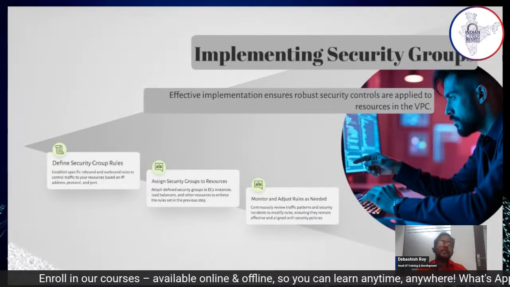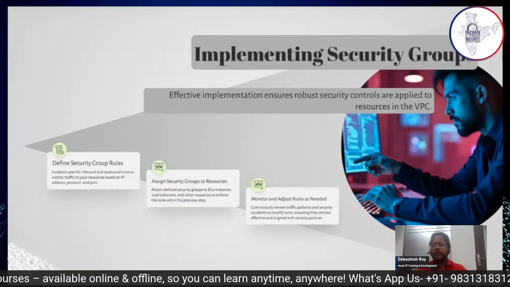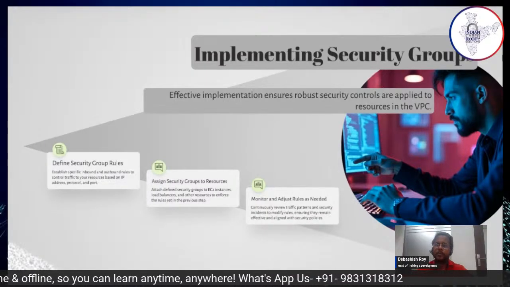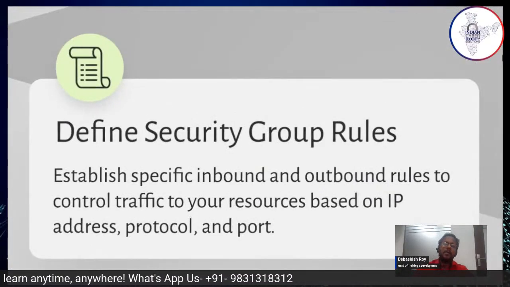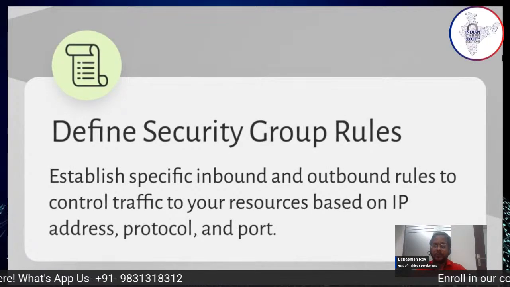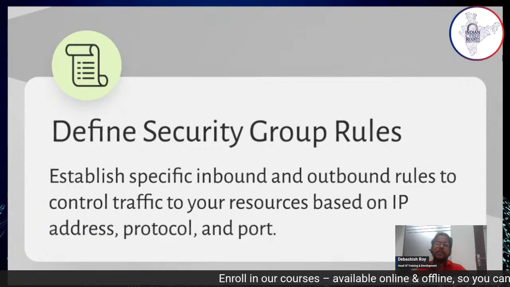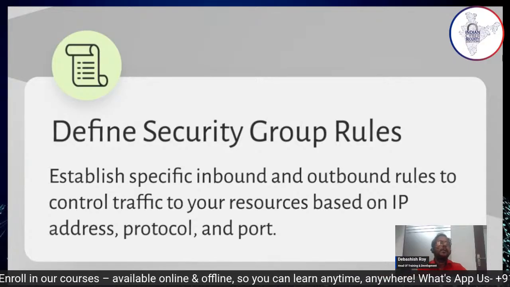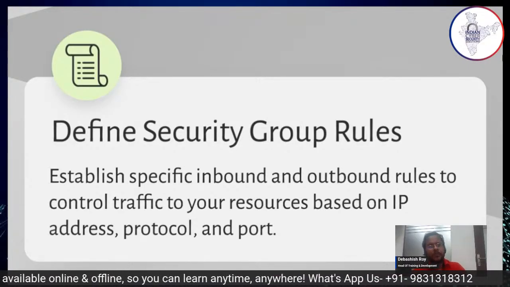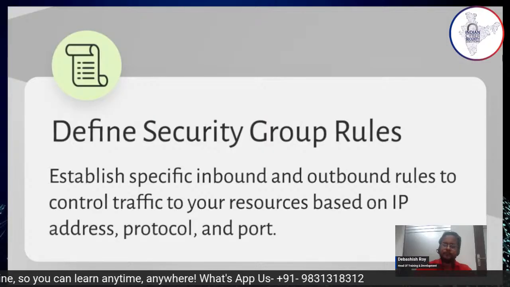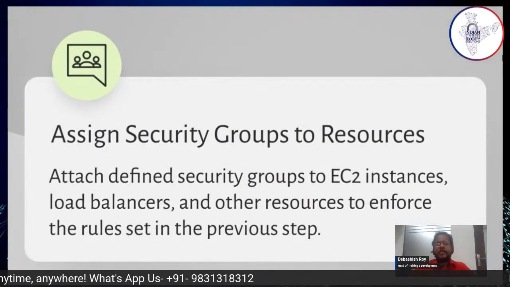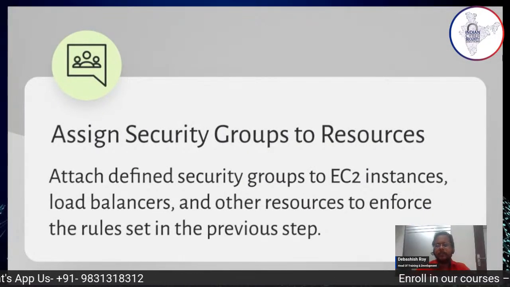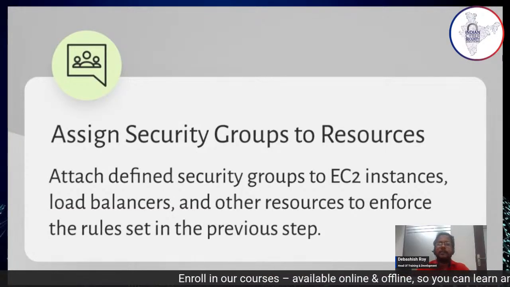So then you have something known as security groups also. For effective implementation, you have to ensure robust security controls are applied to resources in the VPC. How to do that? You have to define security group rules. Security groups are like firewall rules, who can access what. You have to establish specific inbound and outbound rules to control traffic to your resources based on IP address, protocol, and port number. So for incoming and outgoing access. Then assign security groups to resources. Attach the defined security groups to instances, load balancers, and other resources so that the rules are properly enforced.